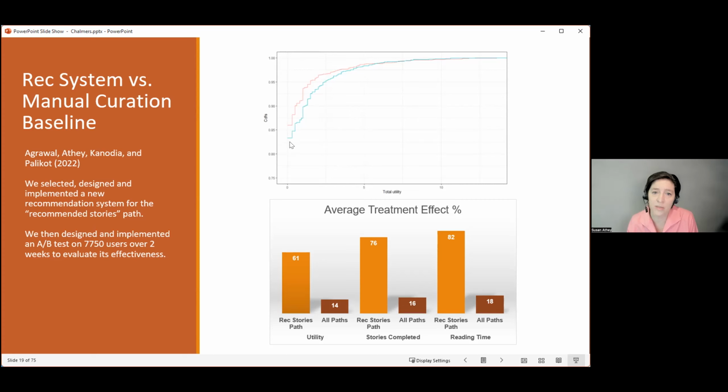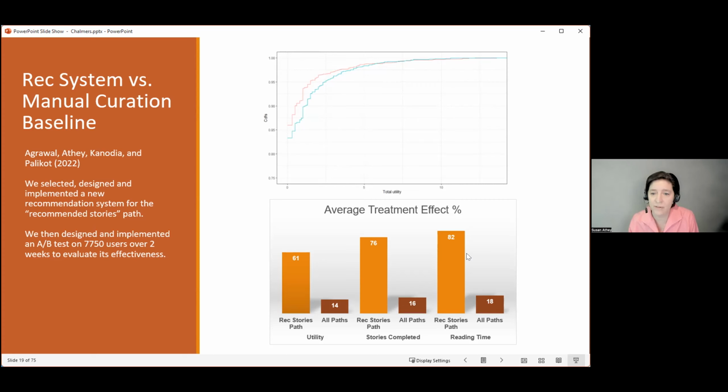So here at the top, we see what this looks like non-parametrically. We see the cumulative distributions of the treated and the control group. And we see that the treatment group distribution is shifted to the right, and most of the mileage is coming in the middle and low parts of the utility distribution.